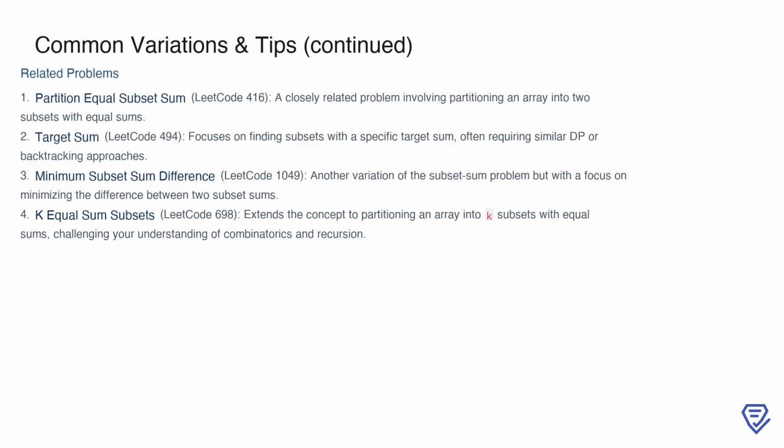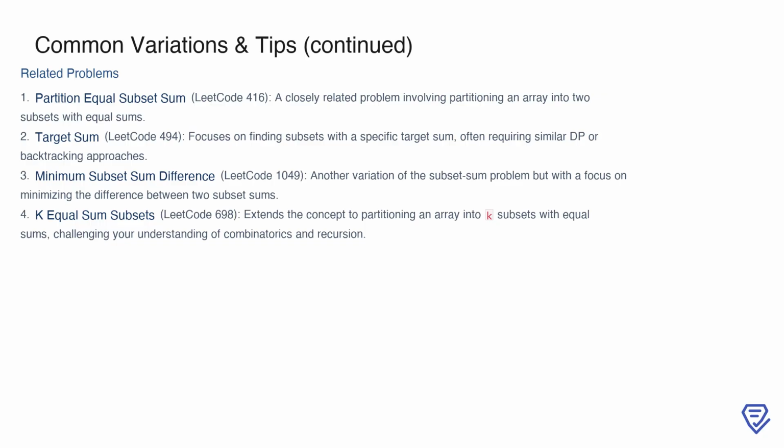This problem is closely related to several other LeetCode challenges, which can help you build a deeper understanding of the underlying concepts. For instance, partition equal subset sum requires dividing an array into two subsets with equal sums, which is a foundational problem for subset partitioning. Target sum focuses on finding subsets that achieve a specific target sum and often involves dynamic programming or backtracking, making it a good practice problem for this challenge.